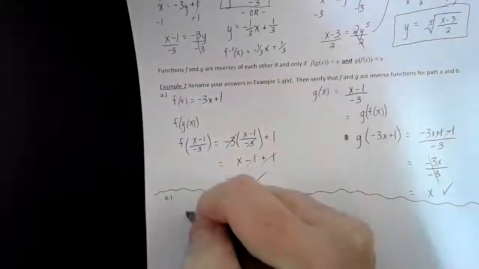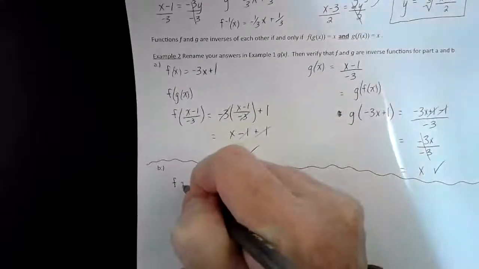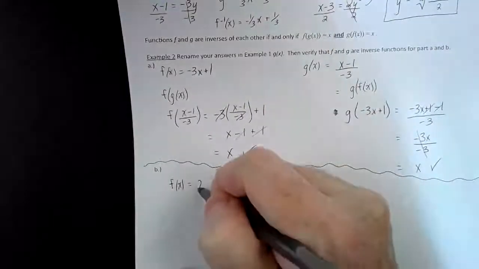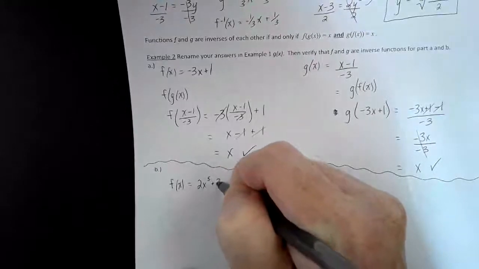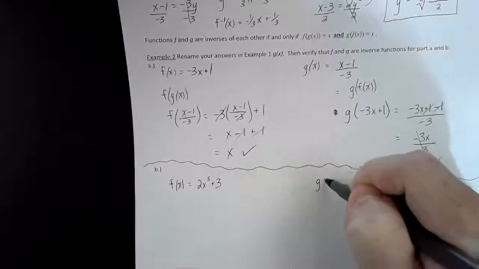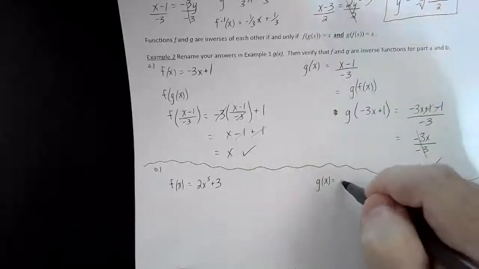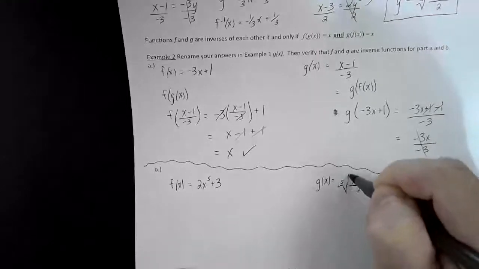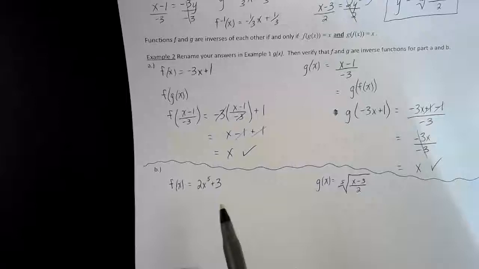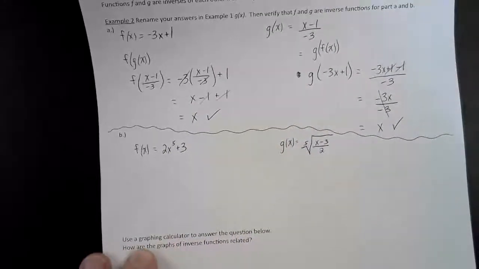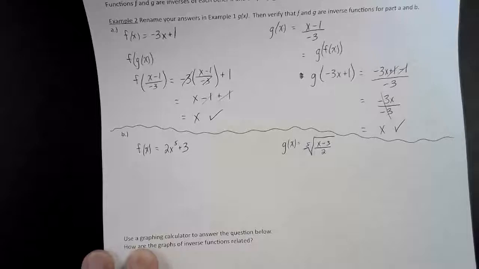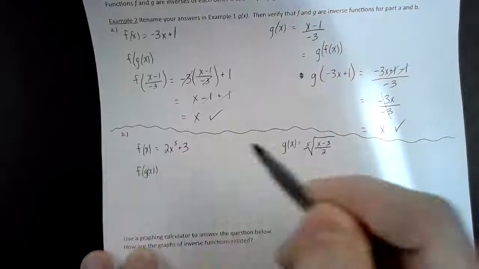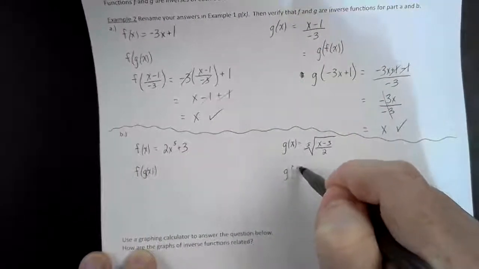So the same concept. f of x was going up to B over here: 2x to the 5th plus 3. And then g of x, our answer, we got the 5th root of x minus 3 over 2. So now we're going to plug each one into each other here. f of g of x, and we're going to do g of f of x.